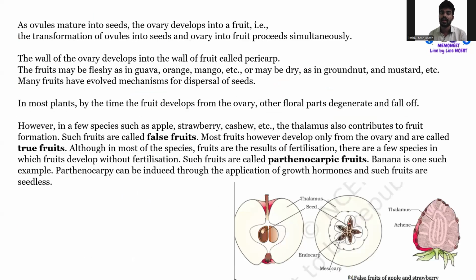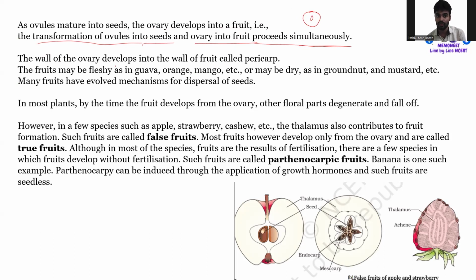So as the ovule starts maturing into the seed, the ovary also starts developing into a fruit. That is the transformation of the ovules into the seed and the ovary into the fruit. This is a simultaneous process, meaning both processes happen at the same time.